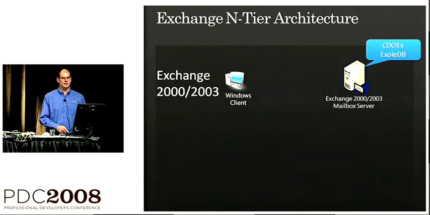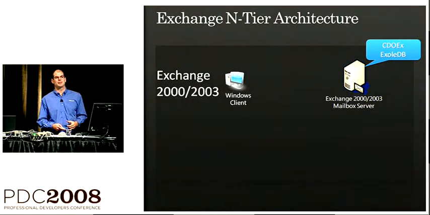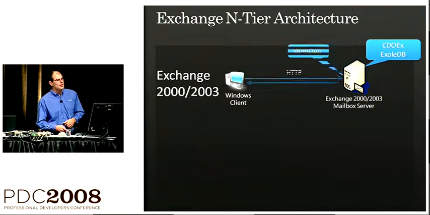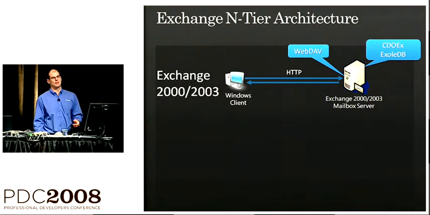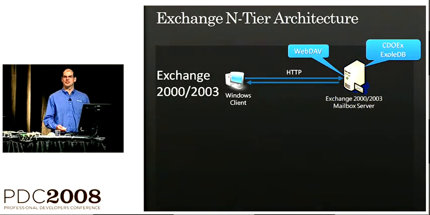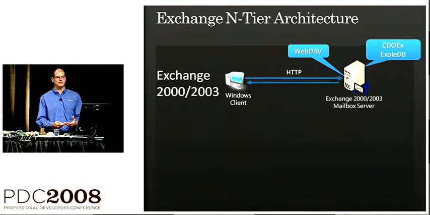In Exchange 2000, 2003, we had CDOEX, we had XLADB. These were interfaces which ran on the mailbox server. We also had WebDAV, which you could connect from HTTP to the mailbox server. The problem was it was a very monolithic architecture, so everything ran on that box that was running our store process.